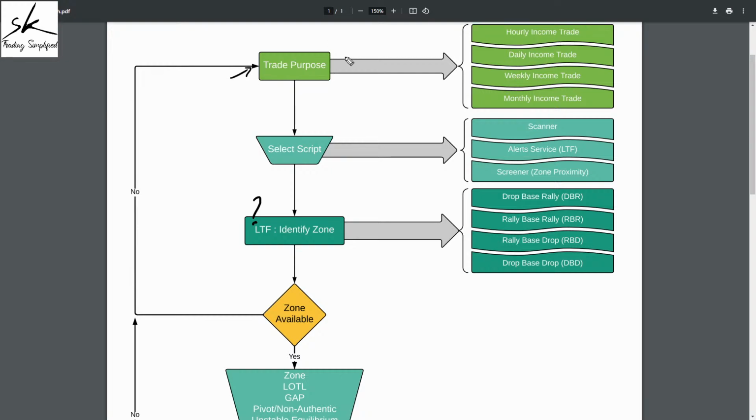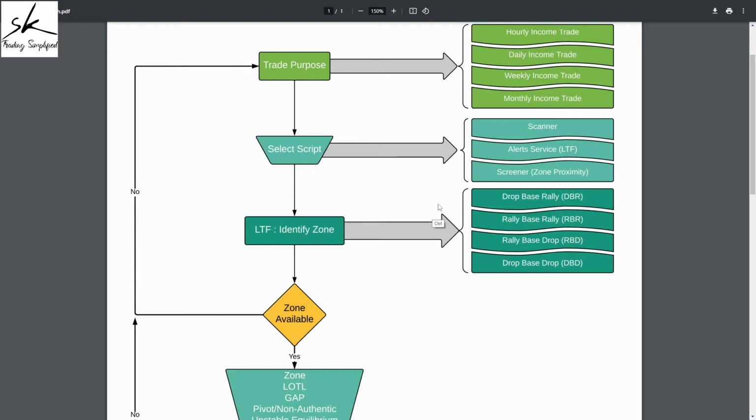We got the answer from our step number one, that as a monthly income trader, my time frames were monthly, weekly, daily, and 60, out of which daily was my lower time frame. So here daily implies lower time frame in this case. And what I need to do there is identify a zone. By zone, we mean any of these four structures. It can be a drop based rally, rally based rally, rally based drop, or a drop based drop.